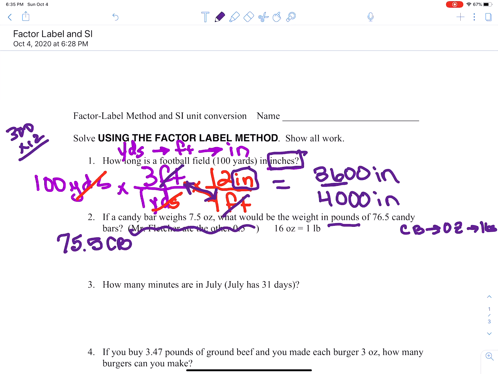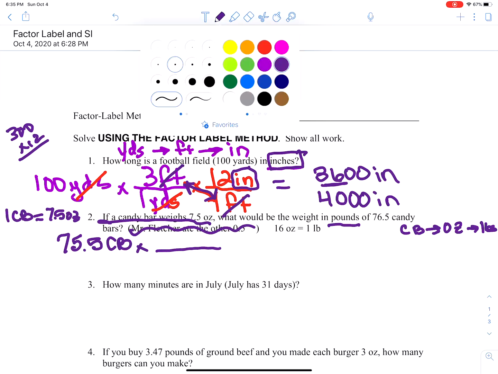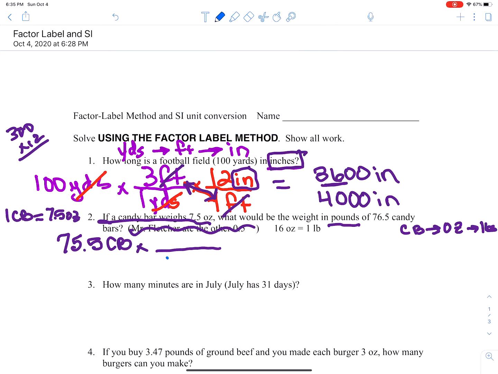If you look here, it says a candy bar weighs 7.5 ounces. You might not realize it, but that's a conversion factor for you. So you can say 1 candy bar is equal to 7.5 ounces. I need candy bars to cancel out, so I am going to say 1 candy bar is 7.5 ounces. Your candy bars will cancel out, and what I have left is ounces.